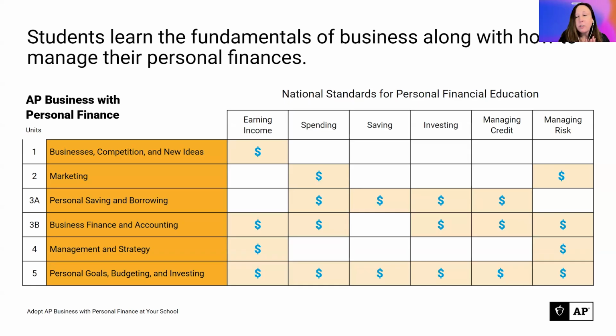Students will first start out with what is a business? What is an entrepreneur? How do business ideas get started? Then they transition into marketing, the 4 P's of marketing: product, price, place, promotion. If you're business teachers on here, you know what I'm talking about. Then we transition to finance and accounting. Then we look at management and strategy. And then Unit 5 is our financial advisor project, finance topics.